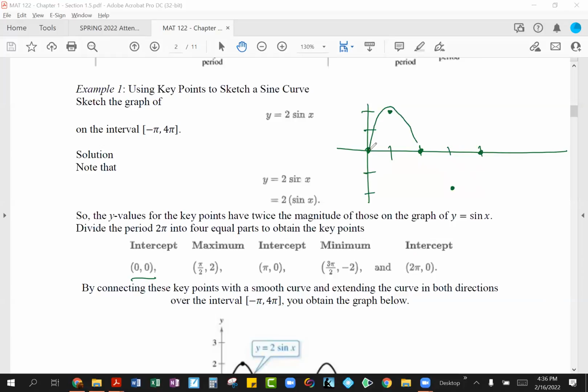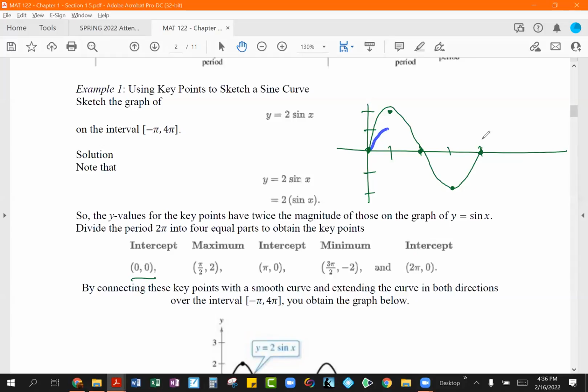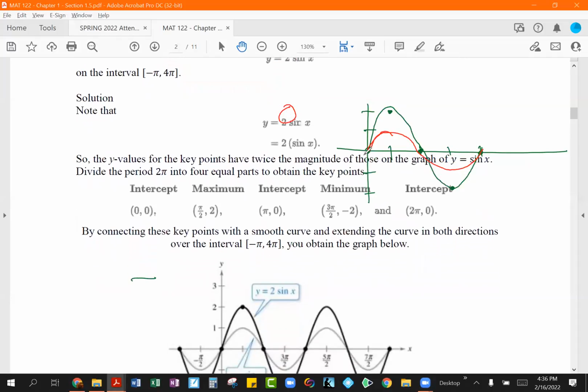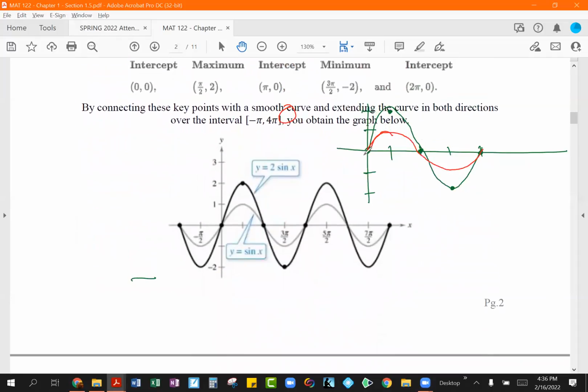So you can see the only difference here is that the original function goes from -1 to +1, so the original function would be more like this. But because we're multiplying by 2, it actually increases the amplitude. It makes those maximum and minimum points a little bit higher or lower on the negative side when you multiply by that 2 in front of it. So you can see this is what that graph ends up looking like.